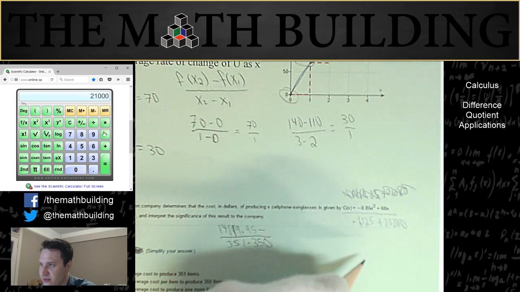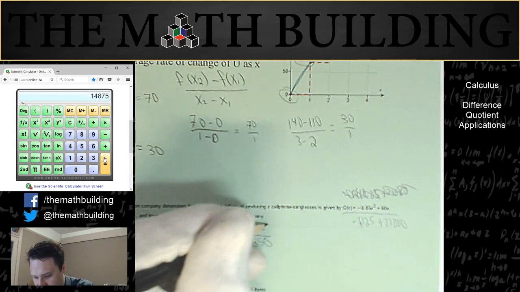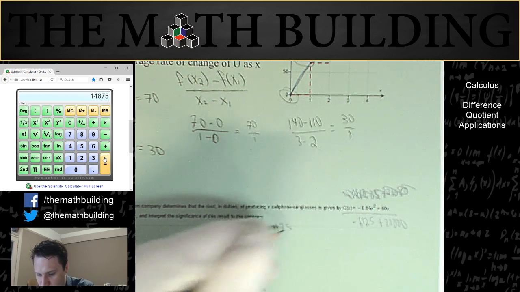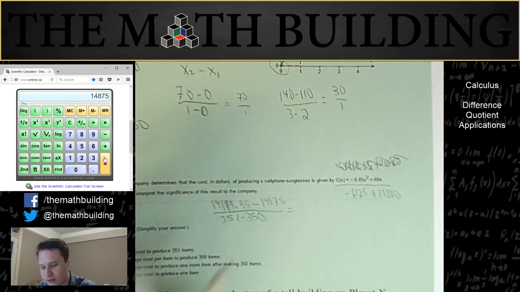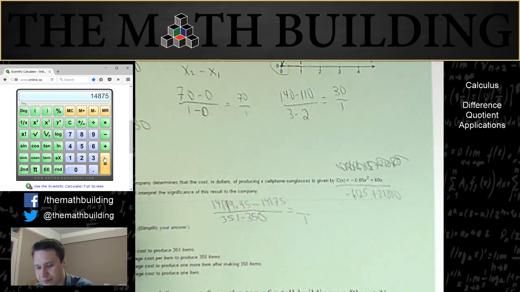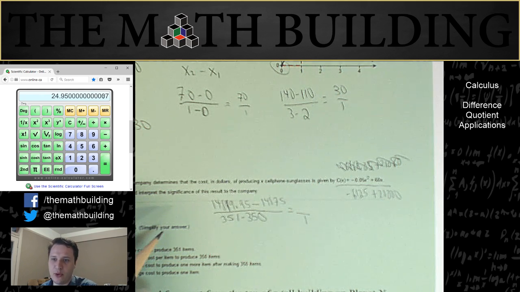So adding a negative is the same as subtracting, so we'll take off 6125, which gives us 14875. So now we're ready to calculate this. So on the bottom, I have 351 minus 350, which just equals 1. And on the top, I have 14899.95 minus 14875, which gives me an answer, and that's just a little floating point error.